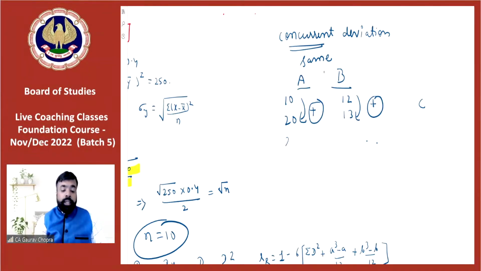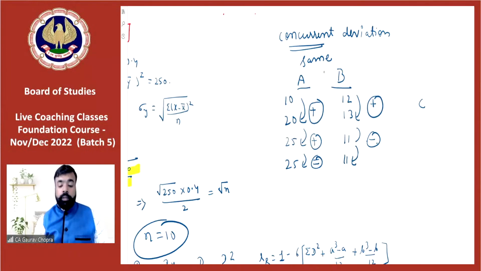After that, 20 to 25 is an increase, and 13 to 11 is a decrease. So both are having different effects. So it is not concurrent. Let's say next is 25 and here it is 11. So now 25 and 25 both are the same, both are equal. And here also 11 and 11 both are the same, both are equal. So again, on both sides the effect is the same. So again, this is concurrent deviation.